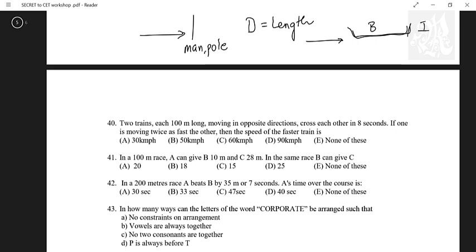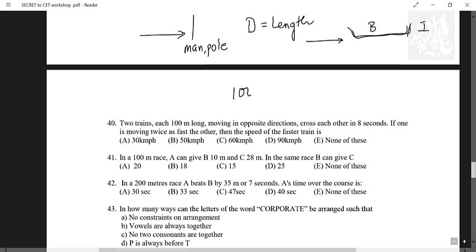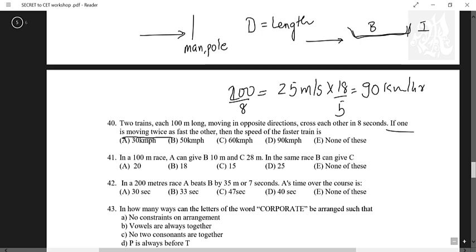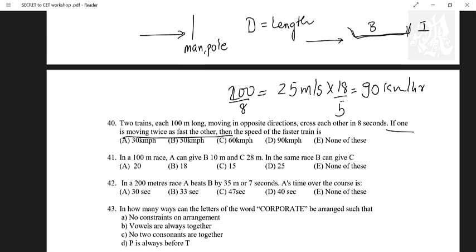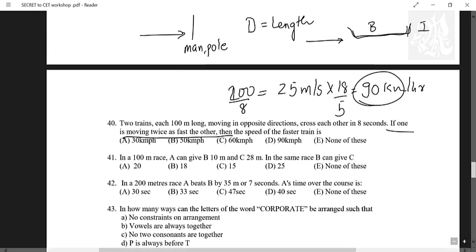If 2 trains moving in opposite directions cross each other in 8 seconds, their effective speed is 100 by 8. Okay, actually 200 by 8 because they're both together crossing each other. So it's going to be 25 meters per second. If I convert to kilometers an hour, it's going to be 90 kilometers an hour. It's saying that if one train is moving twice as fast as the other, find the speed of the faster train. We know that the addition of the speeds is 90, and we have to find 2 quantities that have a ratio of 2:1. So it's obviously 30 and 60, and the faster train is 60 kilometers an hour.